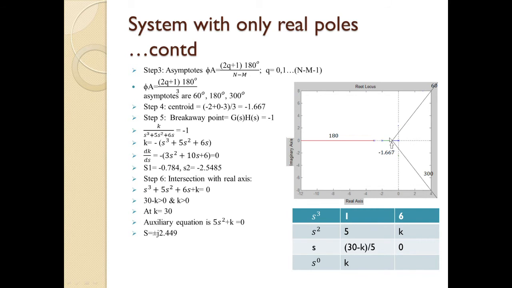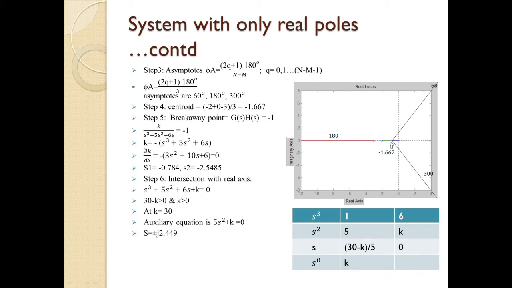Next, we need to find out the breakaway points. Breakaway points are the points at which the multiple roots of the characteristic equation occur, and the breakaway points of the root locus are actually the solution of dk/ds equal to 0. So, now we know that the characteristic equation is G(s)H(s) plus 1 equal to 0, or we can say that G(s)H(s) is equal to minus 1.